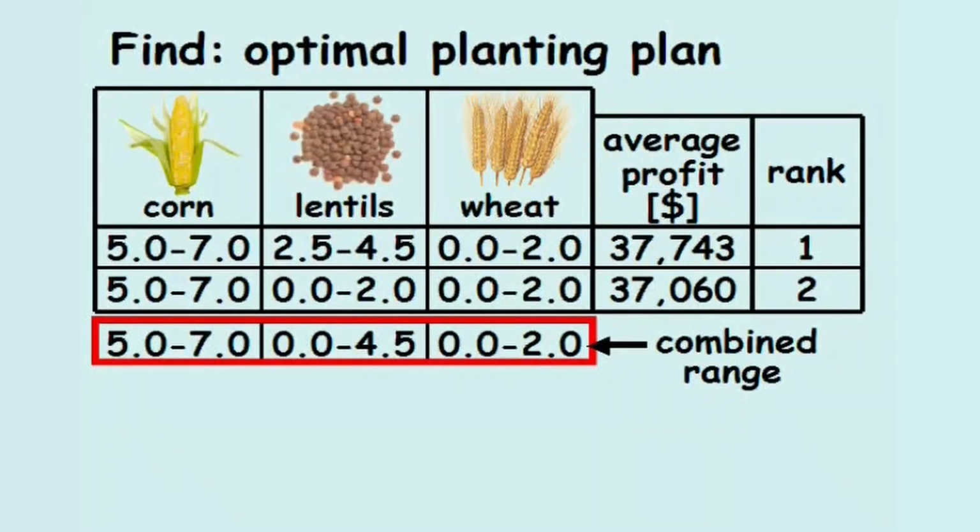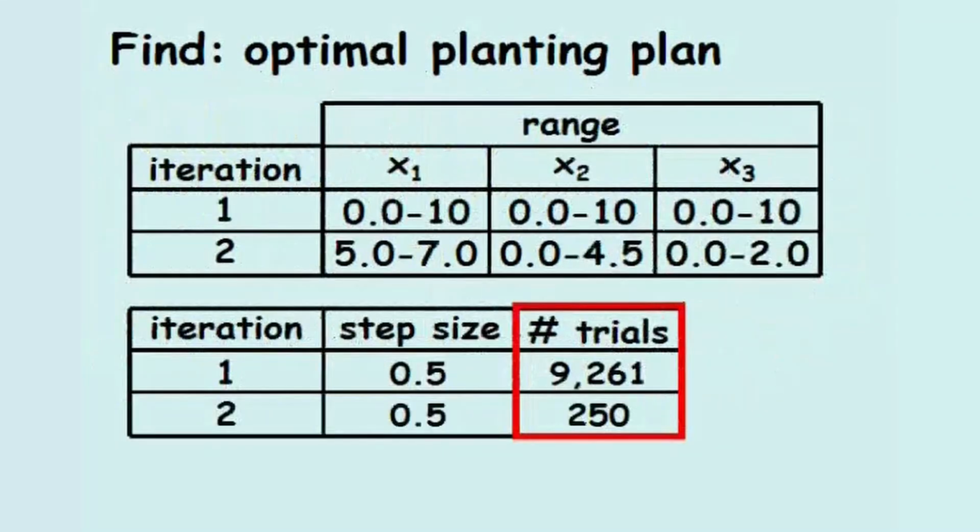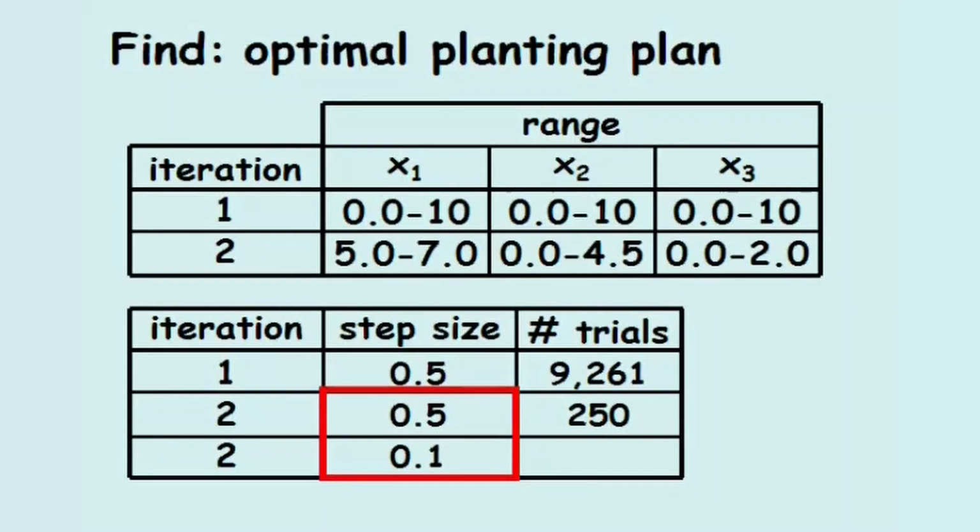By reducing our search domain to these top 2 ranges of planting plans, the total number of planting plans reduces from 9,261 plans down to 250 plans, using a half-acre step size. For more precise results, the step size is spliced by a factor of 5, from 0.5 acres to 0.1 acres. This results in more than 20,000 possible planting plans.